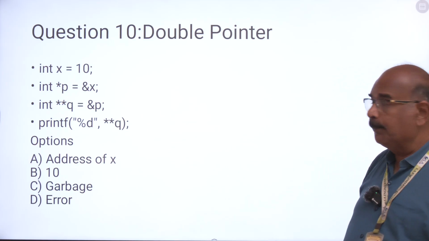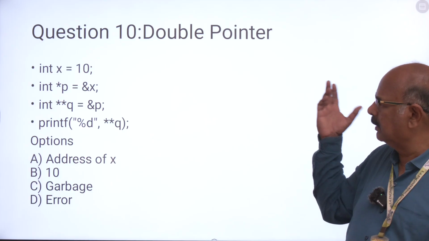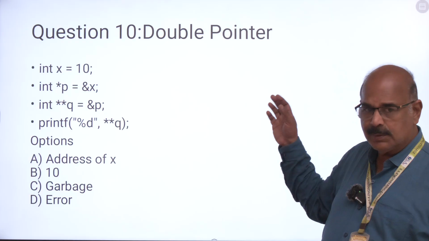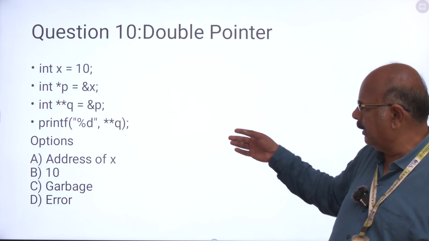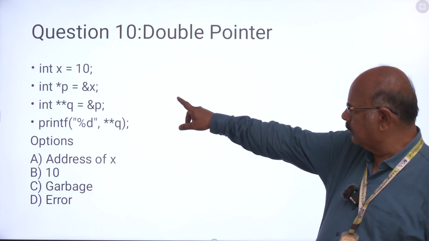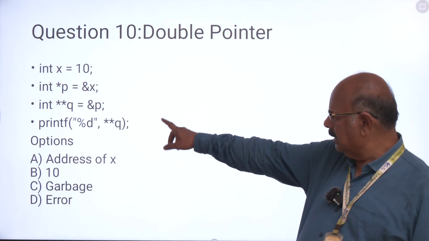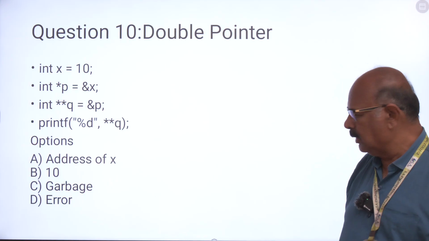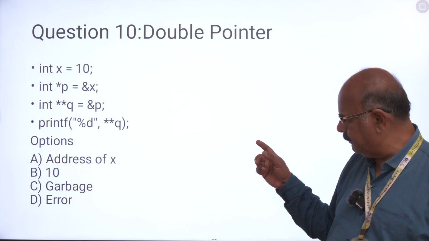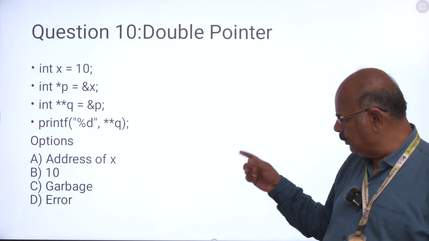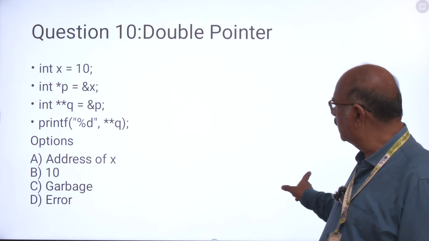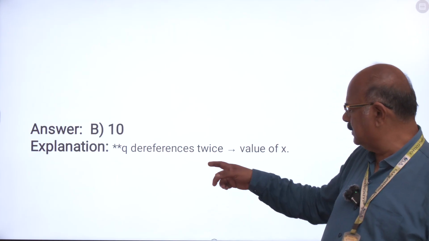Next, question number 10, double pointer. Double pointer is one of the things used in programs. In it, integer x is equal to 10, and the integer pointer is given as address of x, and the program goes on like that. The options are: it represents the address of x, or 10, or garbage, or error. That is what we get when analyzing this explanation.